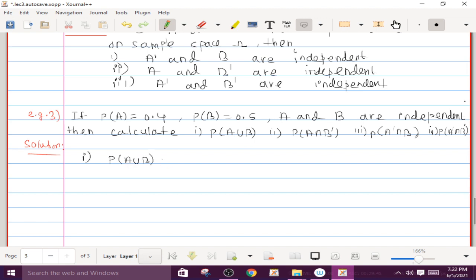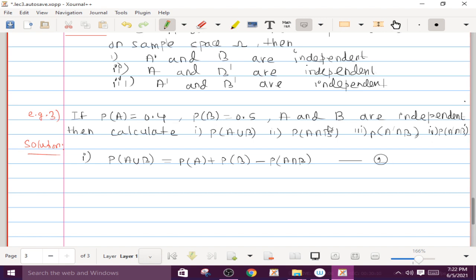Okay, what is the formula? Probability of A union B is equal to probability of A plus probability of B minus probability of A intersection B. So this is the addition theorem of probability. Here probability of A and probability of B are given, but A intersection B is not given here.